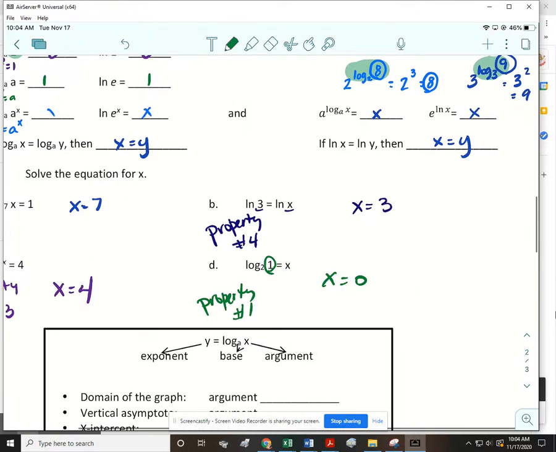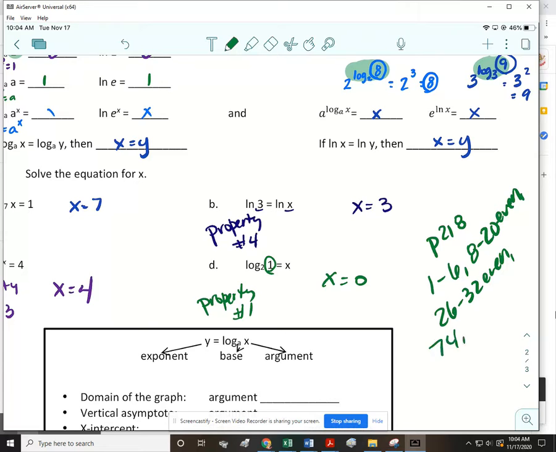All right, so your assignment, we're going to stop there for today. We'll finish up the note sheet the next lesson. So on page 218, I want you to do 1 through 6, 8 through 20 even, 26 through 32 even, and then 74 and 76.